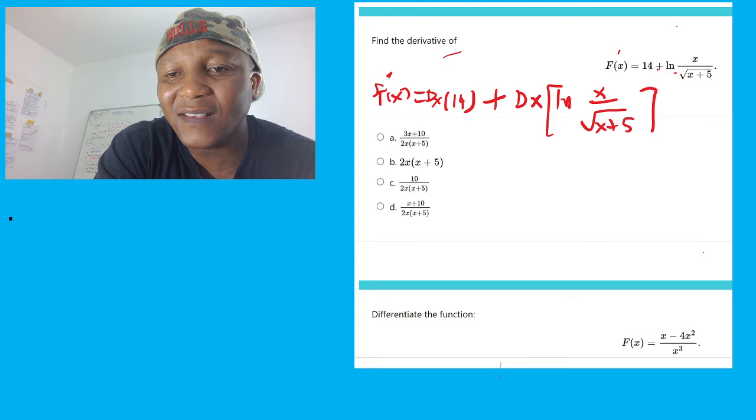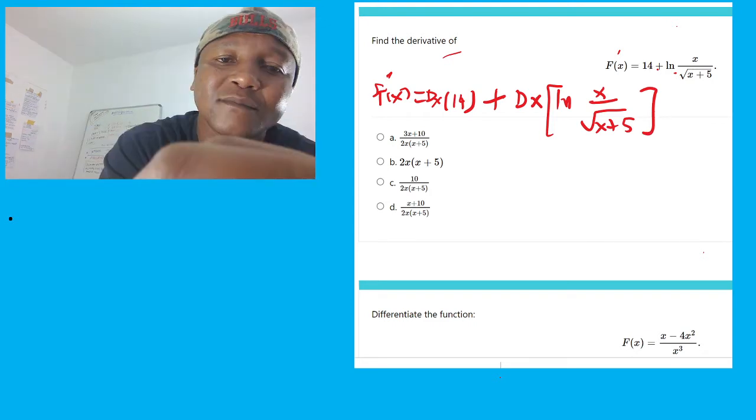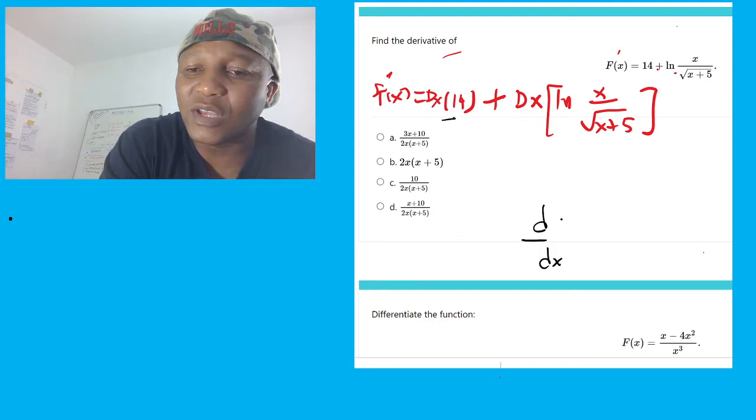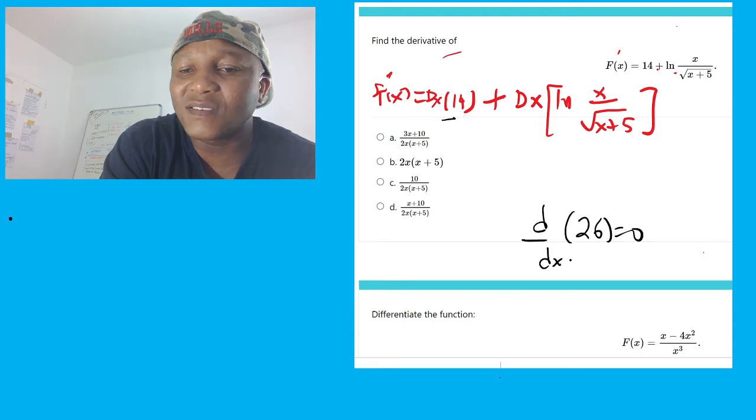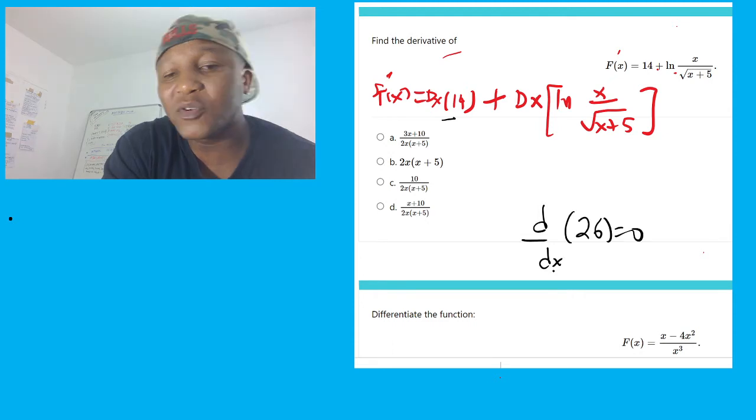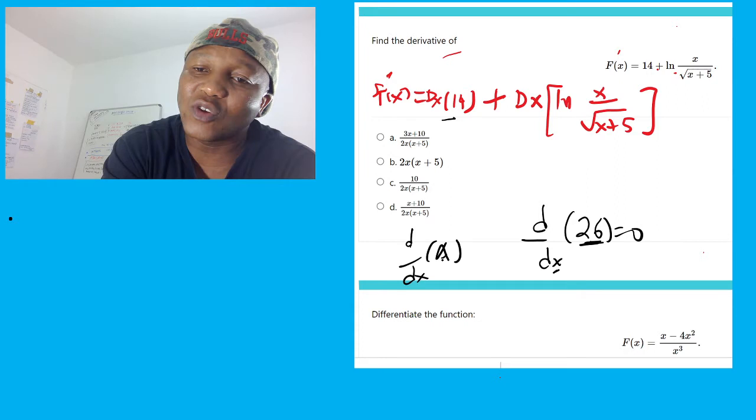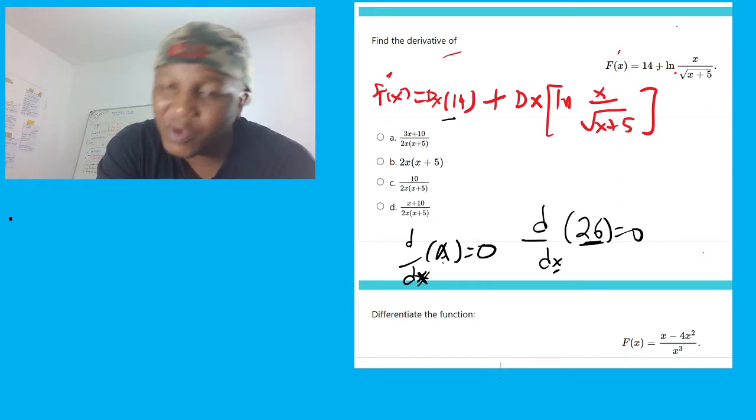Now this one here, look, if you take the derivative of 14 you get 0. How do you know that? If you take the derivative of a constant, let's say 26, this is going to give you 0, because remember you differentiate with respect to x. There is no x, that's why we say 0. Even if it is some letter a, there is no x here, because with respect to x it is 0. Why? Because it's a constant term, it does not have an x.